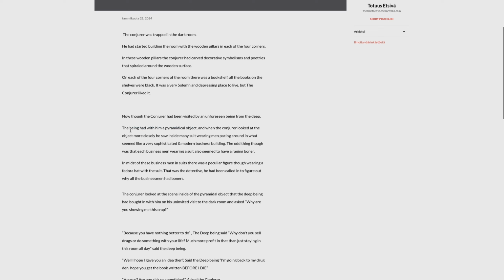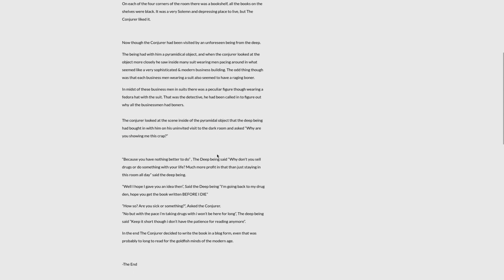The being had with him a pyramidical object, and when the Conjurer looked at the object more closely, he saw inside many suit-wearing men pacing around what seemed like a very sophisticated and modern business building. The odd thing, though, was that each businessman wearing a suit also seemed to have a raging boner. In the midst of these businessmen in suits, there was a peculiar figure, though, wearing a fedora hat with the suit. That was the detective. He had been called in to figure out why all the businessmen had boners. The Conjurer looked at the scene inside the pyramidical object that the deep being had brought in with him on his uninvited visit to the dark room, and asked, "Why are you showing me this crap?"